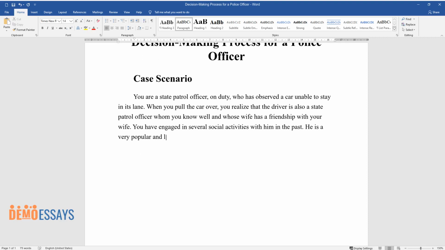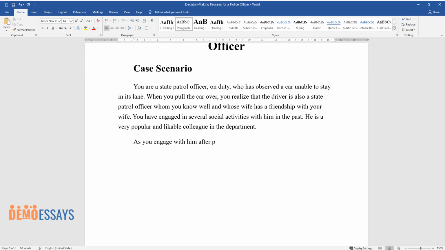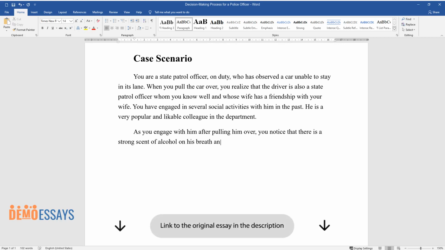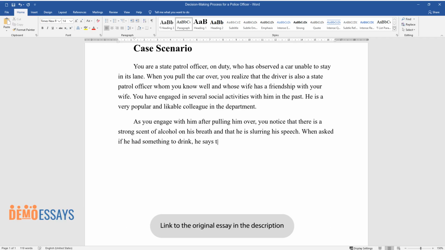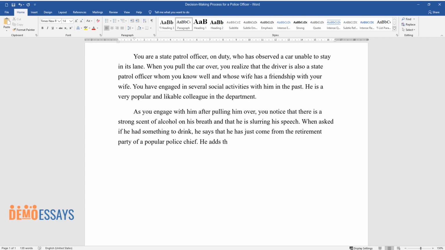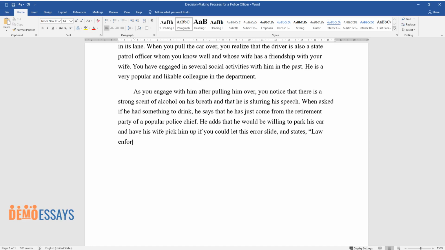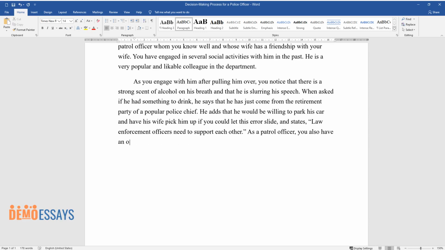He is a very popular and likable colleague in the department. As you engage with him after pulling him over, you notice that there is a strong scent of alcohol on his breath and that he is slurring his speech. When asked if he had something to drink, he says that he has just come from the retirement party of a popular police chief. He adds that he would be willing to park his car and have his wife pick him up if you could let this error slide, and states, law enforcement officers need to support each other. As a patrol officer, you also have an obligation to enforce traffic laws and maintain public safety.